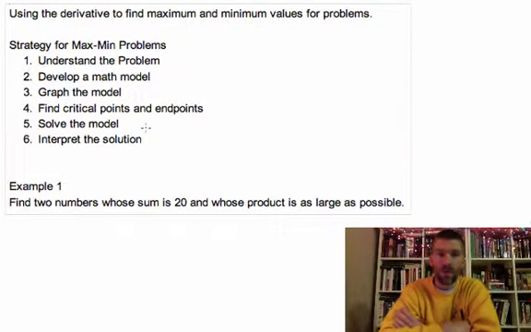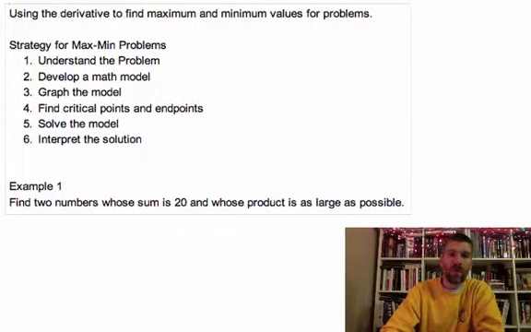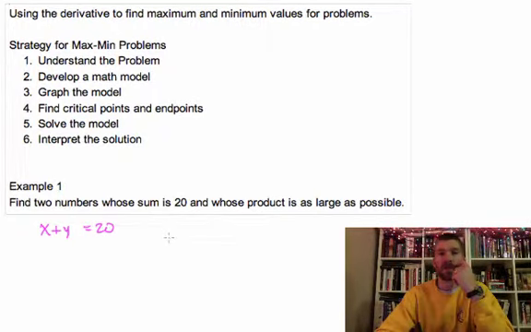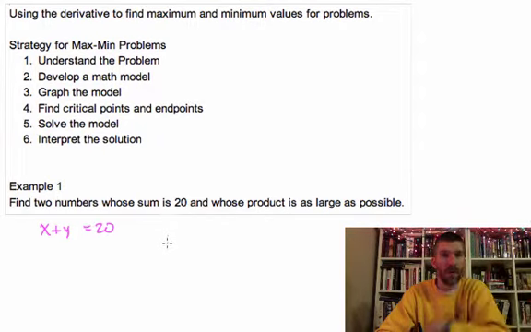So let's dive in with a kind of simple problem here. Find two numbers whose sum is 20 and whose product is as large as possible. So if we're going to find two numbers whose sum is 20 and whose product is as large as possible, it's one of those situations where we're going to say, hey, x plus y is going to be equal to 20. The problem is we can't really take a derivative of two separate things. We want one specific function.